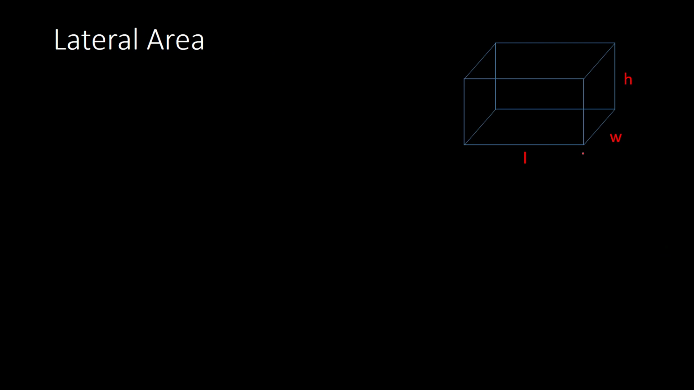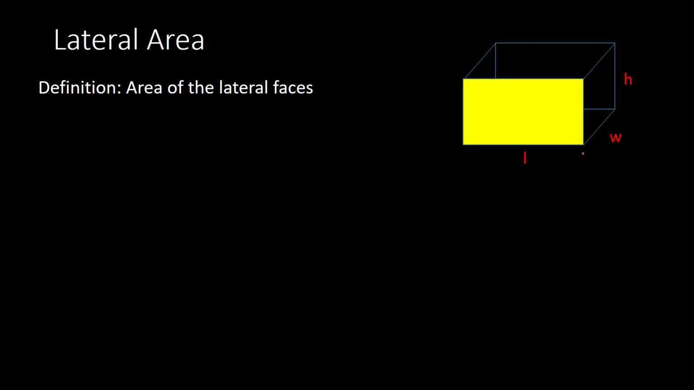Now we need to use those terms to begin calculating what we call the lateral area, and then the total area, followed by the volume. So the lateral area, by definition, is the area of the lateral faces. Now the lateral faces will be rectangles in this case. So what we're doing is we're finding the area of each of those rectangles. So the area of the front rectangle, and then the back, and then the two sides.